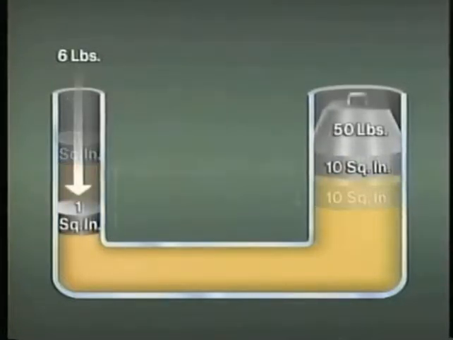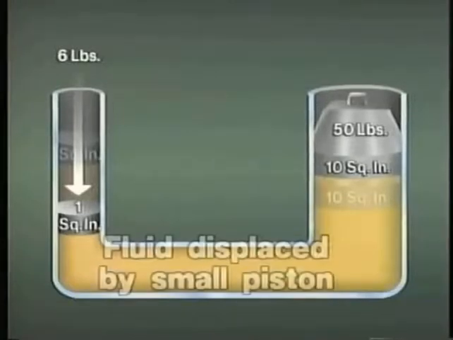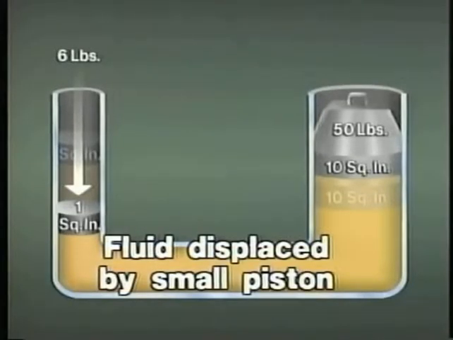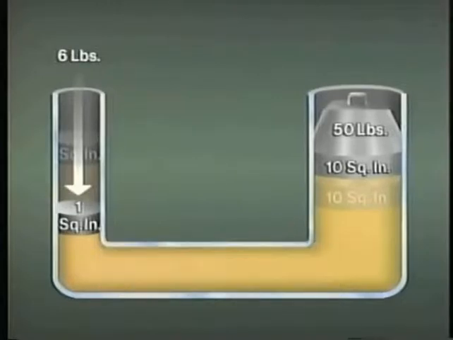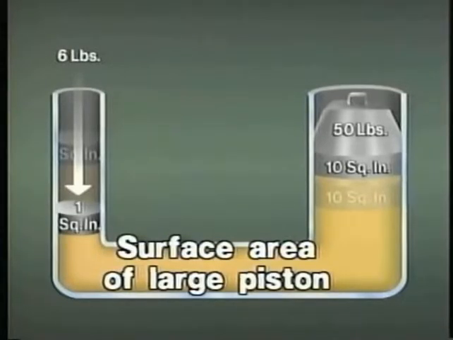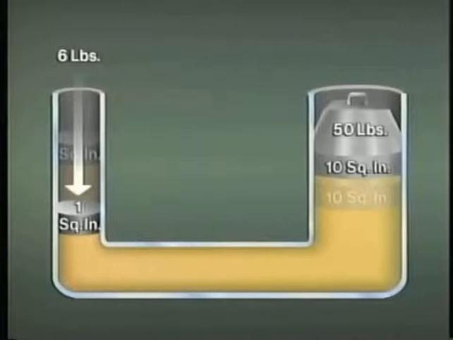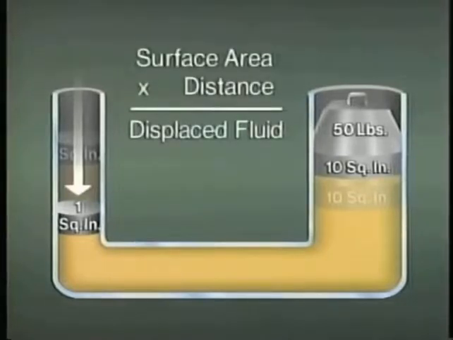Notice that the small piston moved much farther than the larger piston. The distance that the larger piston moved basically depends on 2 factors: the volume of fluid displaced by the movement of the small piston and the surface area of the larger piston. The first factor can be determined by multiplying the surface area of the piston by the distance the piston moves.